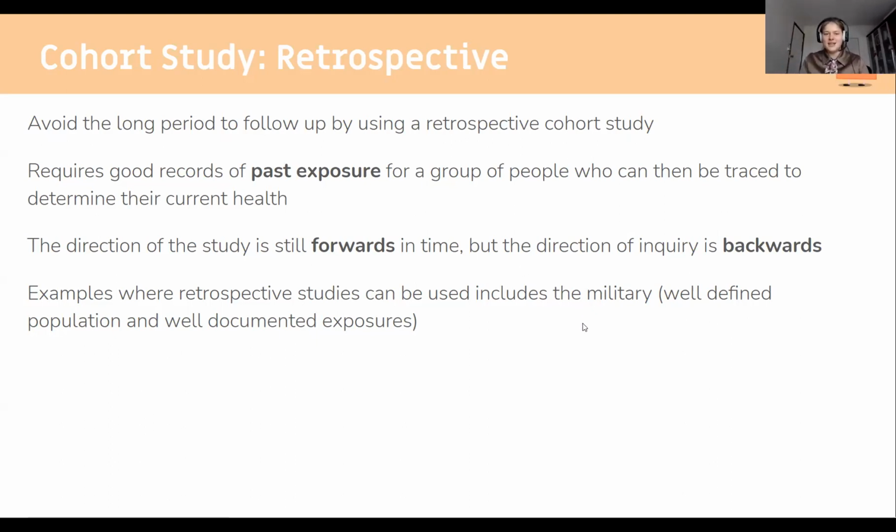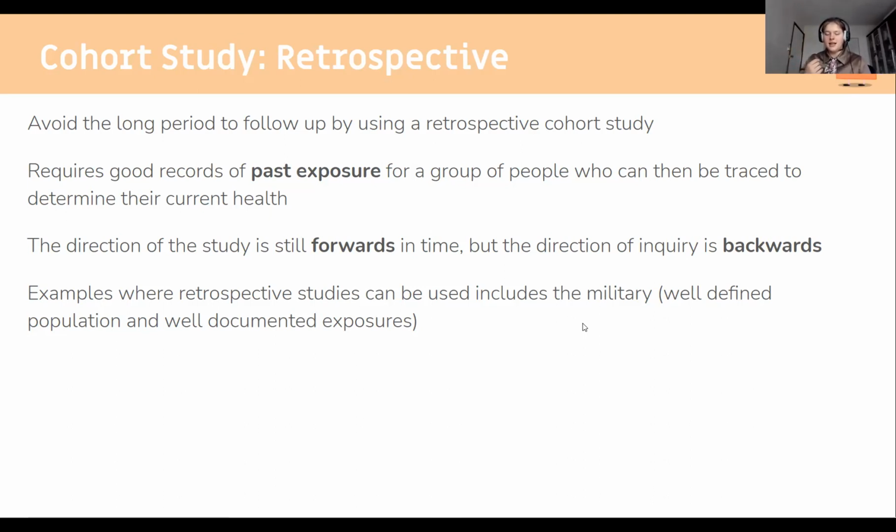Retrospective is when you're asking about things that have happened in the past. A retrospective cohort study is quite rare. You usually do a prospective cohort study instead of a retrospective one. A retrospective study requires records of past exposure, and that can be traced to their current health.